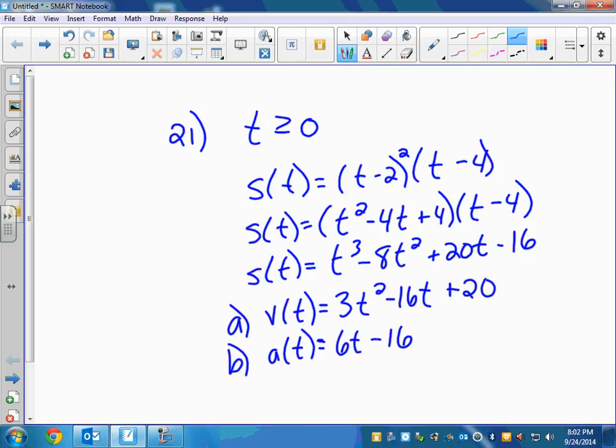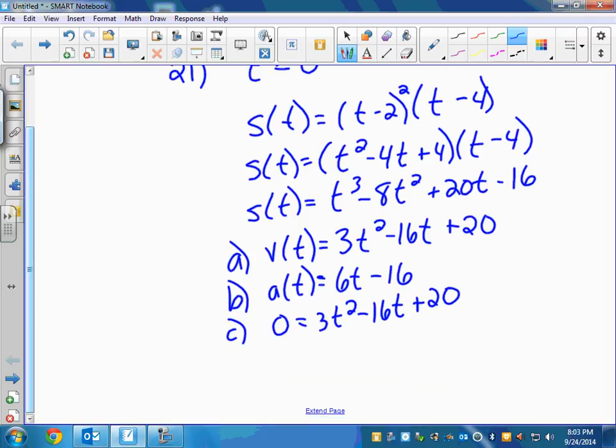And then part C says when is the particle at rest? And again, think about what the velocity is if it's at rest. If it's at rest, it's not moving, which means the velocity is 0. So instead of asking now to find horizontal tangent lines, where we knew we would set the derivative equal to 0, now we're going to set the velocity, which is a derivative, equal to 0, because it's asking us to find when it's at rest. So I'm going to set 3t squared minus 16t plus 20 equal to 0.